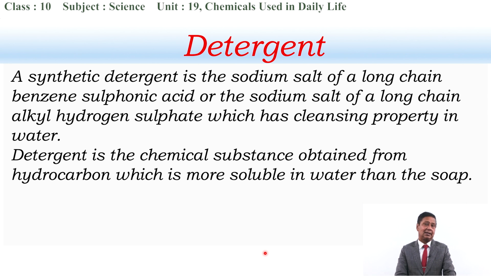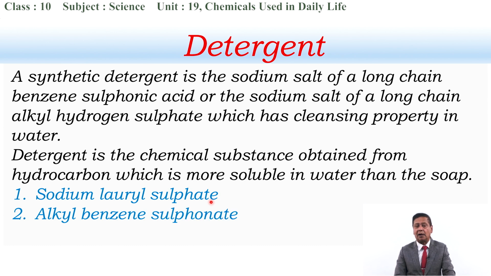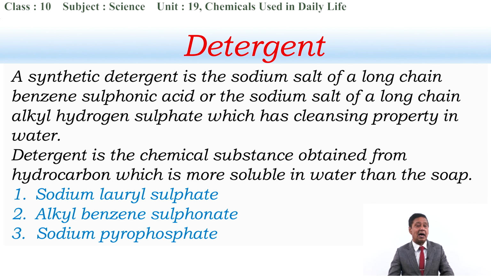Let's take examples of detergent: sodium lauryl sulfate, another alkyl benzene sulfonate, another one sodium pyrophosphate. These are some detergents. Probably you have heard some other names that are given by the manufacturer. Whatever they want, they can give the name. But basically the detergent contains these materials in different proportions. Some of them contain only the first one, second one or third one. There are other detergents also. Okay, this is about the definition of detergent.